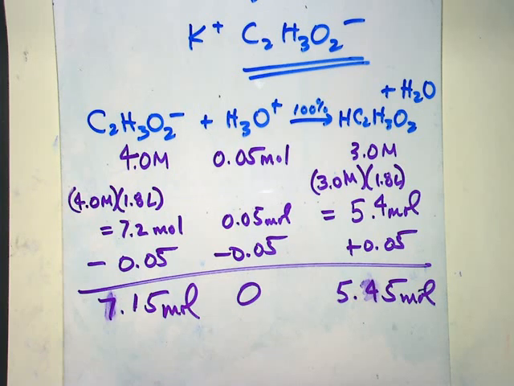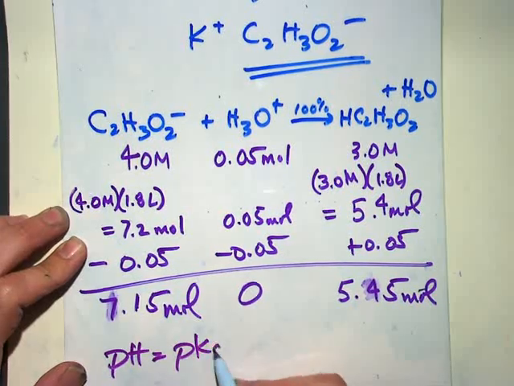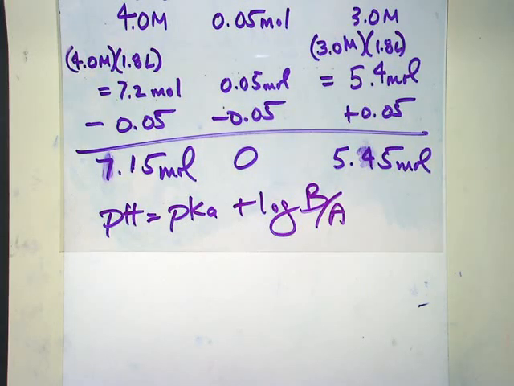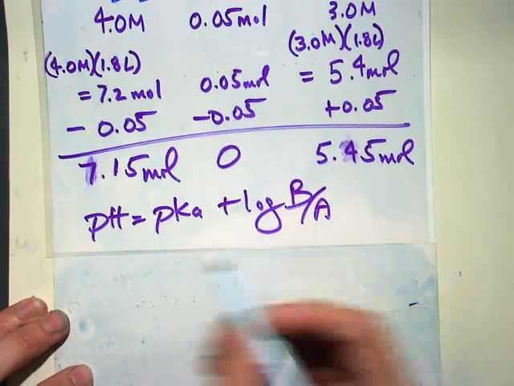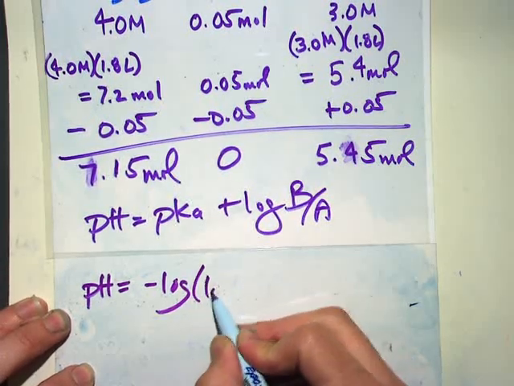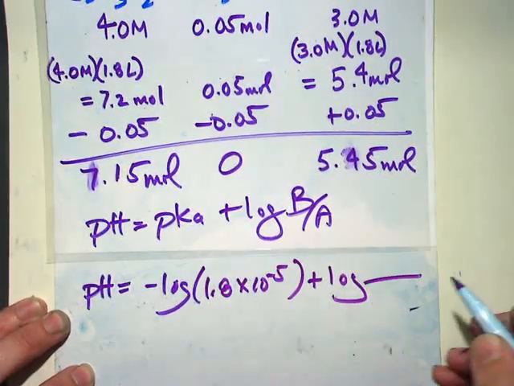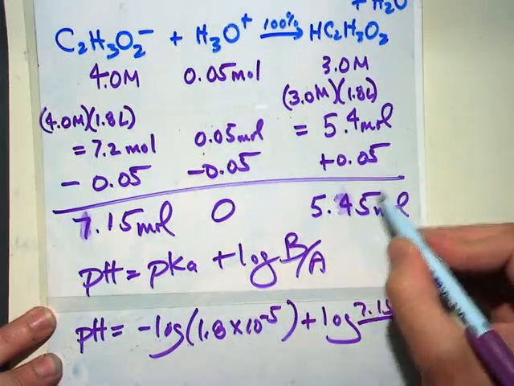I could use the ice table, but I don't want to. Why don't I use the Henderson-Hasselbalch? It's a buffer, right? Again, if you did the ice table, you'd be totally right. You would just be wasting the environmental ink, and PETA would call you, or whatever. So pH equals negative log 1.8 times 10 to the minus 5, plus the log of the base over the acid. The base is the one on the left, that's 7.15, and the acid is acetic acid, 5.45.